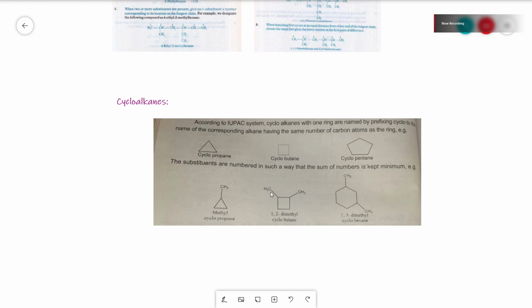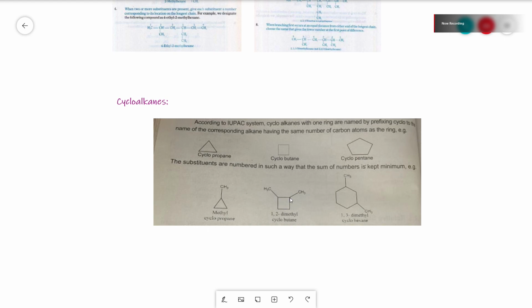1,2-dimethyl cyclobutane: there is one methyl branch on the first carbon and another methyl branch on the second carbon. We can't count like that, 1 2 3 4. If we count like that, there would be one branch on the first carbon and another branch on the fourth carbon, so 1,4-dimethyl cyclobutane. But instead, if we count like this, we will get the minimum number.